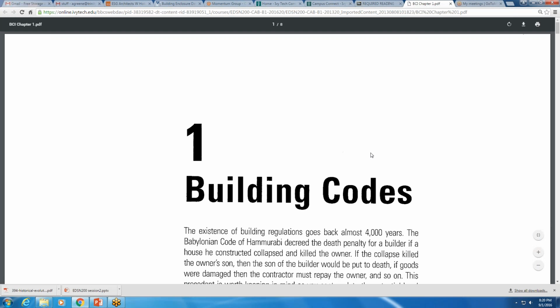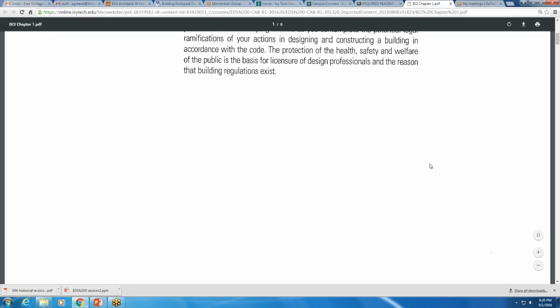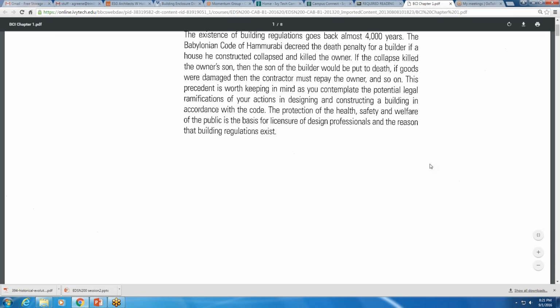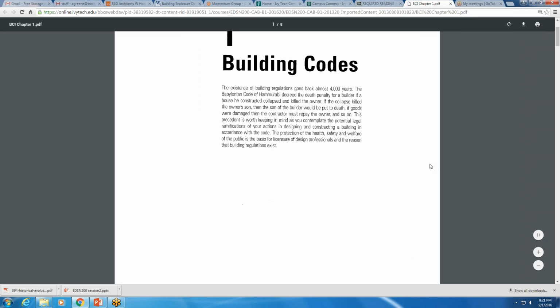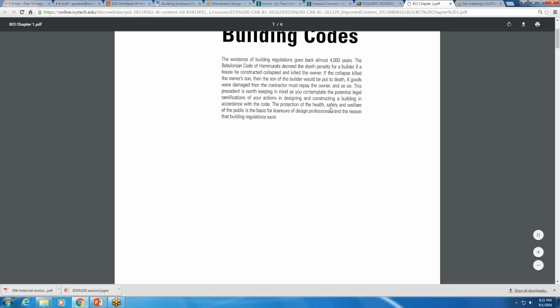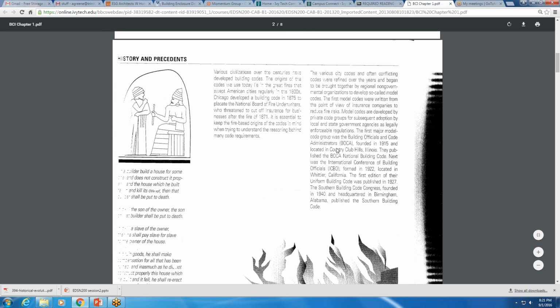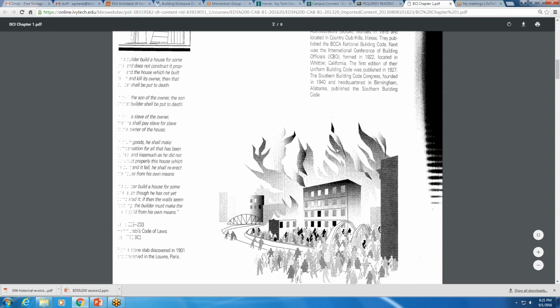Let me click on Chapter 1. It was a little hazy; the scanner didn't do the best job for me, but it talks about why the building codes exist, and it reiterates Hammurabi's part in that. And here we have the protection of health, safety, and public welfare as the basis for licensure of design professionals and the reason that building regulations exist. A little bit of an outline.